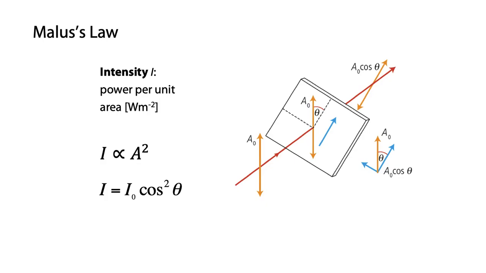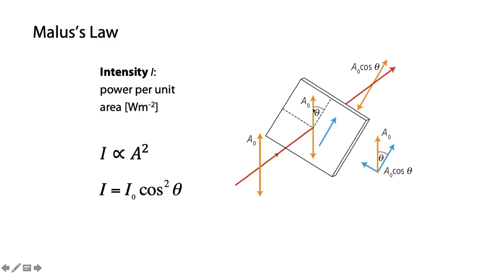Now, Malus's Law is a way of calculating the intensity of the light that happens when polarized light passes through an analyzer, through another polarizing filter. So the polarized light comes through here, okay, and it's oriented in this direction. And then you have an analyzer whose polarization is offset by angle theta.